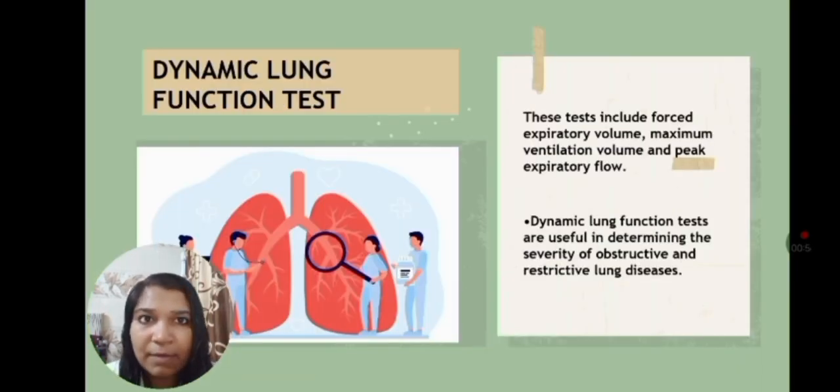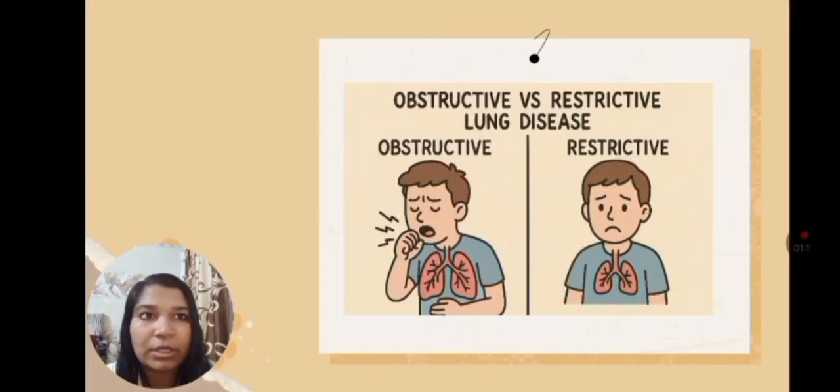The second one is the dynamic lung function test. It is useful in determining the severity of obstructive and restrictive lung disease. It includes the forced expiratory volume, maximum ventilation volume, and peak expiratory flow. Let's see the obstructive and restrictive lung disease.